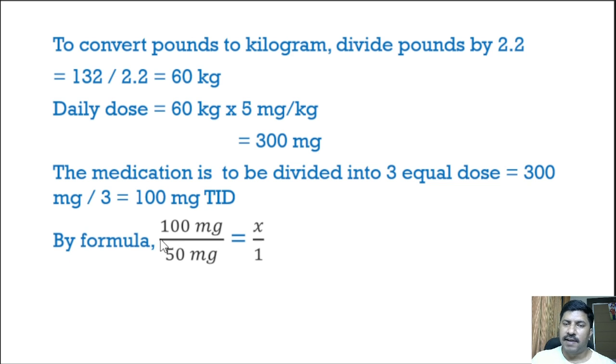So the required dose is 100 mg, and the available dose is 50 mg per tablet. Then we apply these values in the formula and we get X equal to 2 tablets. So for each dose we need to administer 2 tablets. 2 tablets TID.